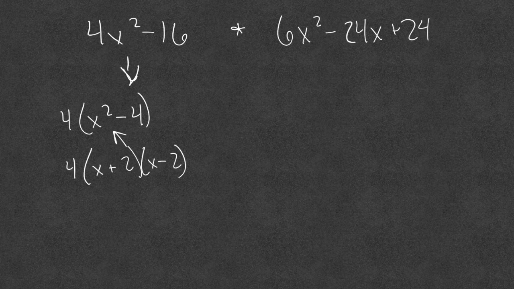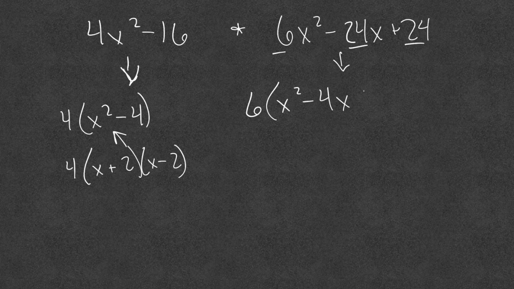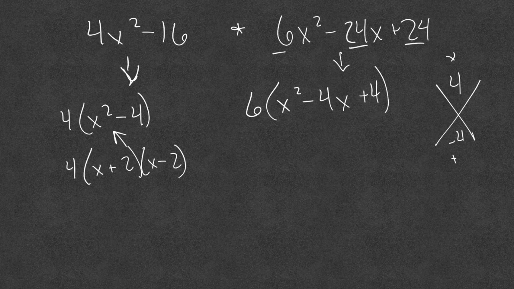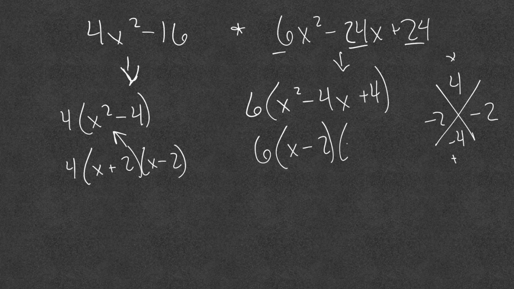So now I'm going to go ahead and factor out the second piece. I can factor a 6 out of the whole thing before I even look at the polynomial. So I pull a 6 out and I'm left with x squared minus 4x plus 4, which hopefully you guys see is a way easier problem. What multiplies to be 4 and adds up to be negative 4? Well, negative 2 and negative 2. So this is 6 times (x minus 2)(x minus 2).